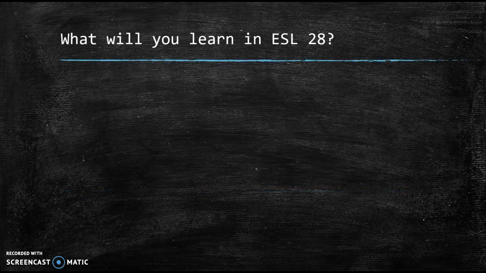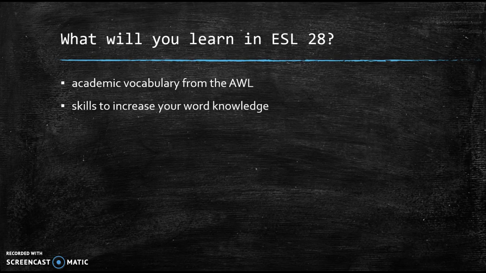So first of all, I'm sure many of you want to know what you'll learn in this class. You'll be learning academic vocabulary from the academic word list, or the AWL, which is a list of words that are most commonly used in college textbooks and college writing. You'll also learn skills to increase your word knowledge and skills to expand your vocabulary in general beyond the academic word list.